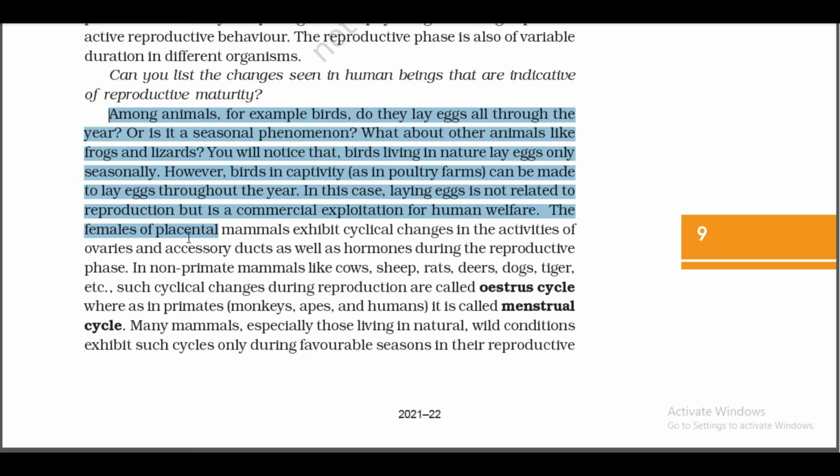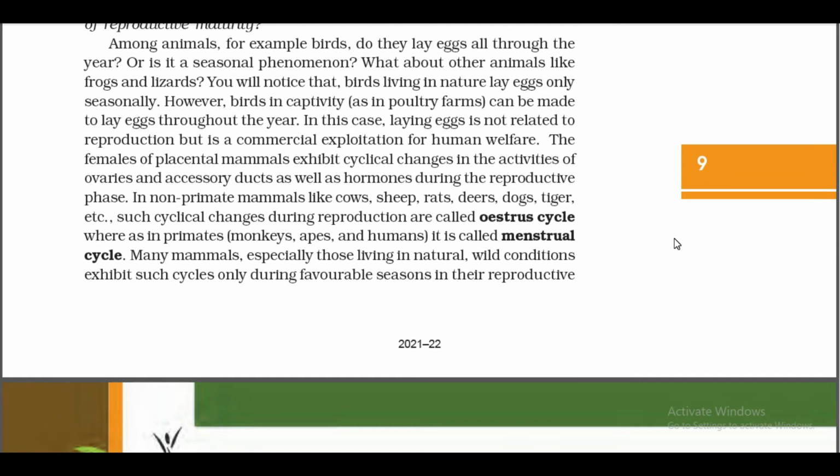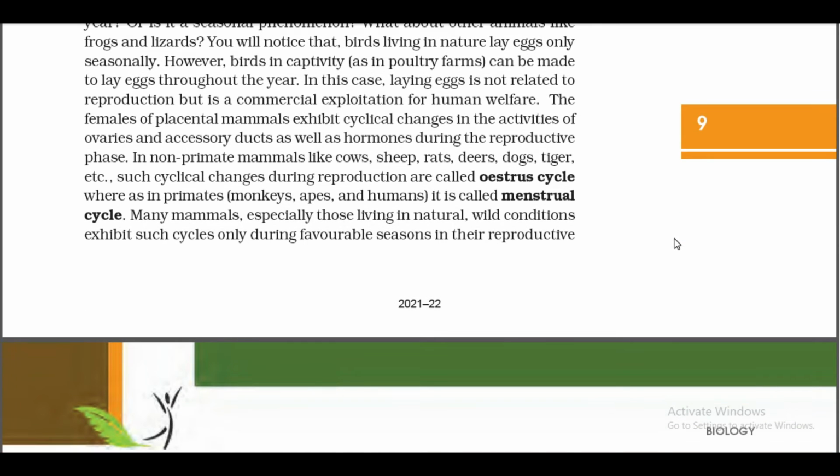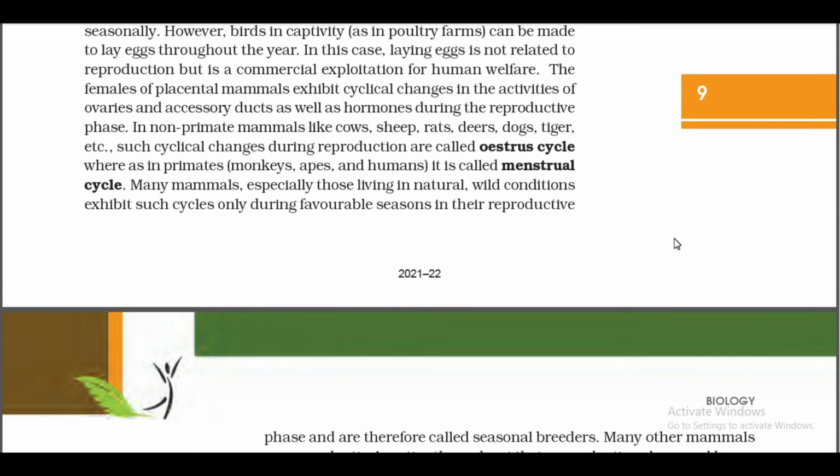The females of placental mammals exhibit cyclical changes in the activities of ovaries and accessory ducts as well as hormones during the reproductive phase. In non-primate mammals like cows, sheep, rats, deer, dogs, tigers, etc., such cyclical changes during reproduction are called oestrus cycle, whereas in primates, monkeys, apes and humans, it is called menstrual cycle.